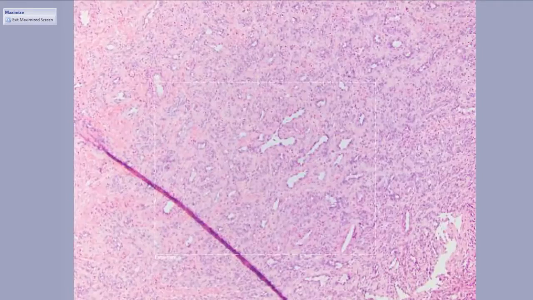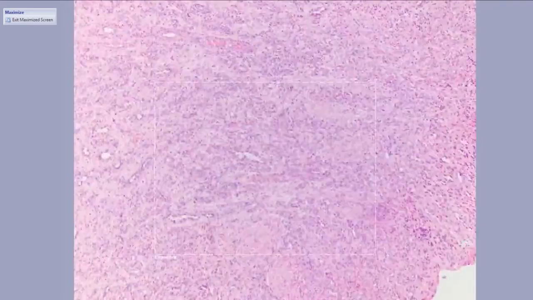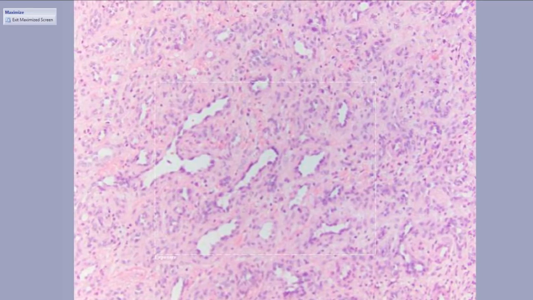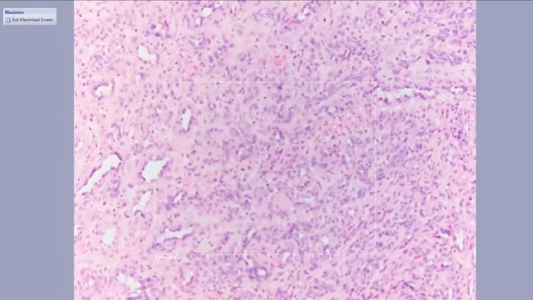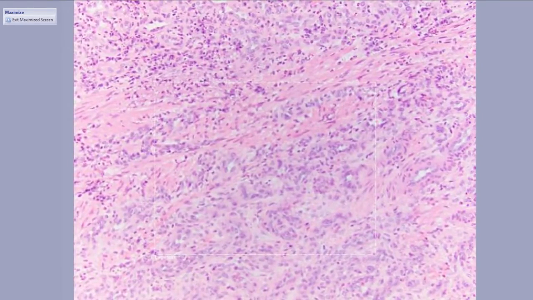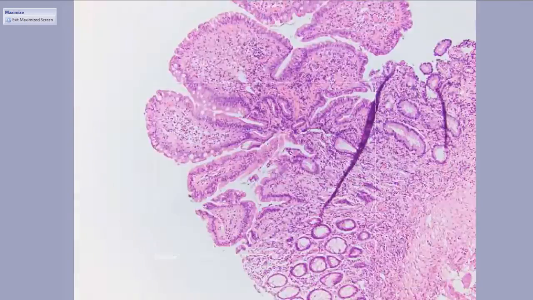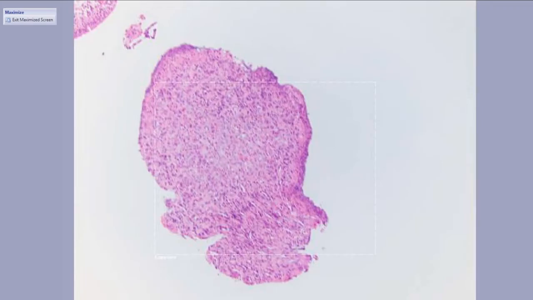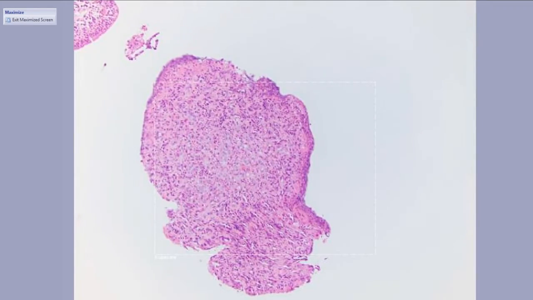But if you go on a higher power, it looks a bit more lobulated, a little bit more organized than your typical granulation tissue. The endothelial lining for some of these vessel spaces is hobnailed. There's a little bit of background inflammation. Very focally, there might be some atypia, but it's not prominent. And if you did see it, it might be due to the fact that these can be ulcerated. This example is not particularly, there's a little bit of ulceration here.